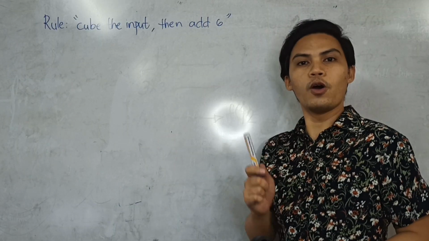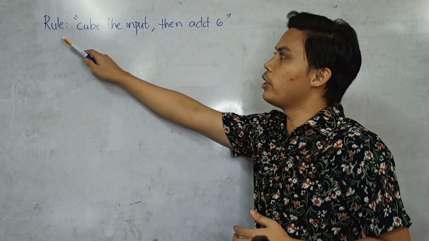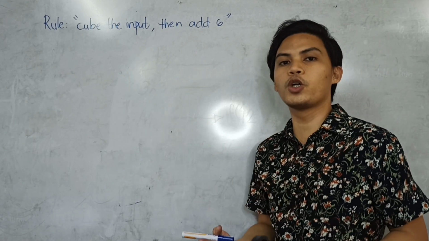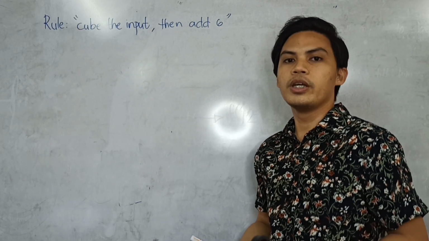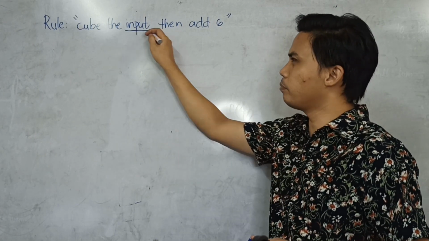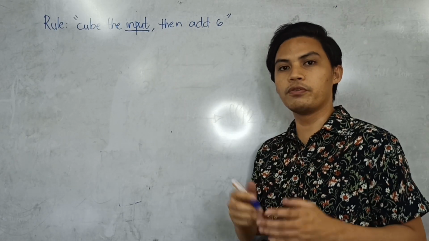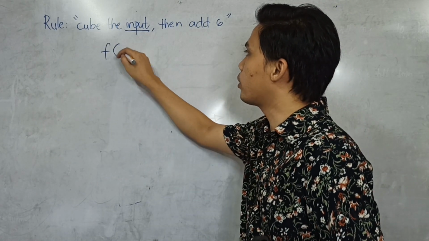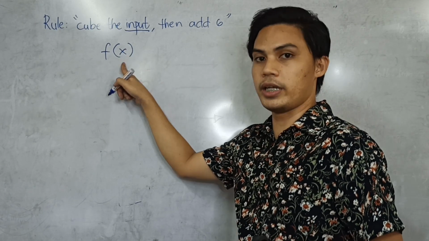Now, how about if the rule is given first? So let us say the rule is cube the input, then add 6. So the first thing that we're going to do is to translate this one into symbols or notation. Now, since yung input na nire-refer natin is x, therefore, we're going to consider function of x. That is why we're going to use this notation. F of x or function of x.